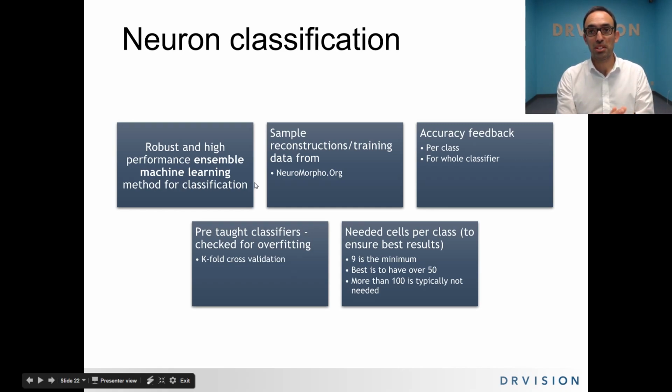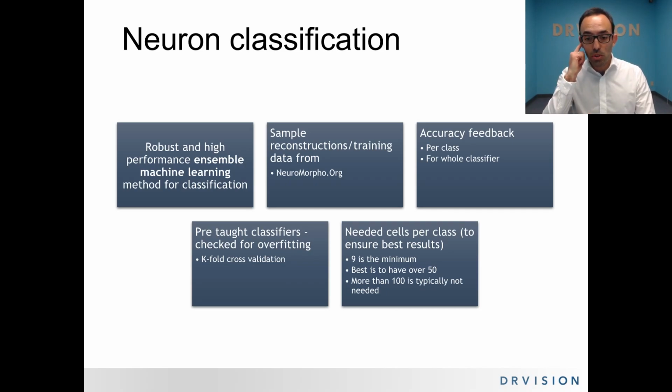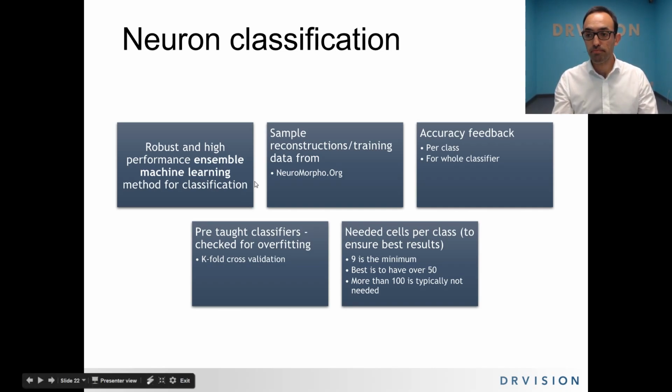Because there is a need, of course, for analyzed data sets, we went to a very well-established reference, the repository of reconstructions. It's the neuromorpho.org webpage, which holds thousands of neuron reconstructions. And we used a sample of those reconstructions to train 3 classifiers, one for human, one for rat, and one for mouse. All of those classifiers that we've created using the neuromorpho data are fully open and free. They will be available on our website to download for everybody.